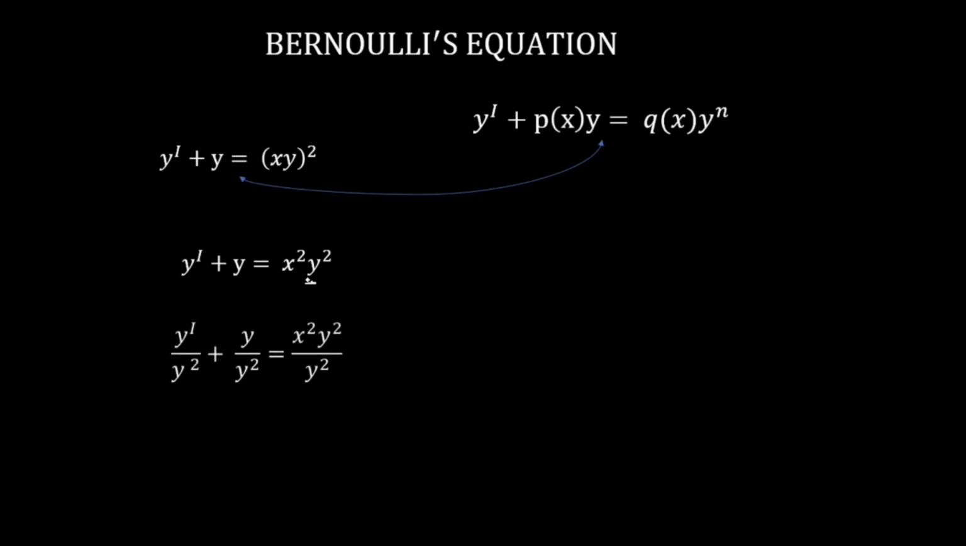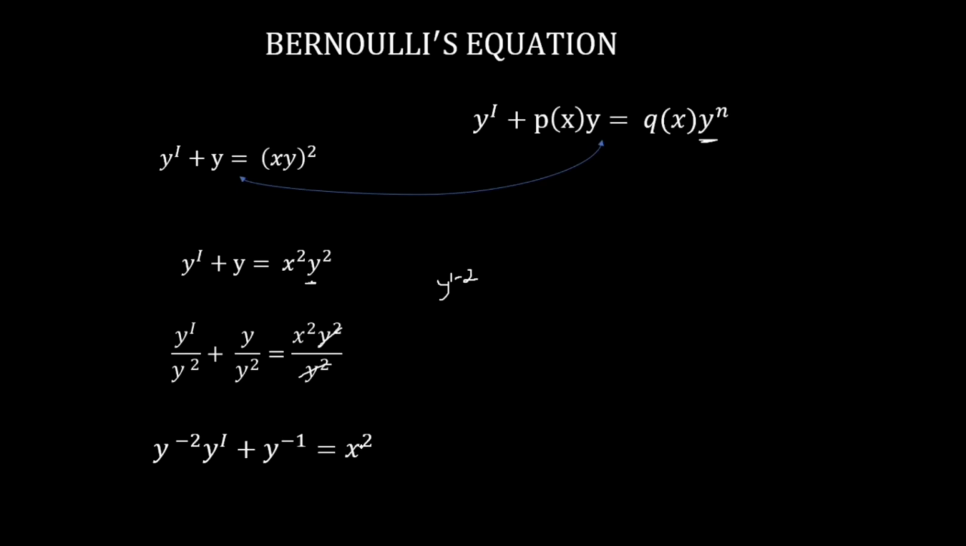When you divide through by y squared, always divide through by the exponent of the y. This takes care of this term, leaving this. Bringing it forward with the laws of indices, it becomes negative 2. That's y raised to the power negative 2 times y prime, plus, when you solve, y exponent 1 minus 2, which gives y exponent negative 1, and this gives x squared.